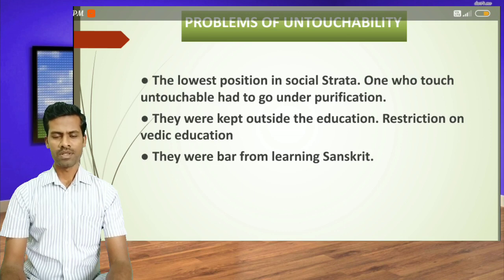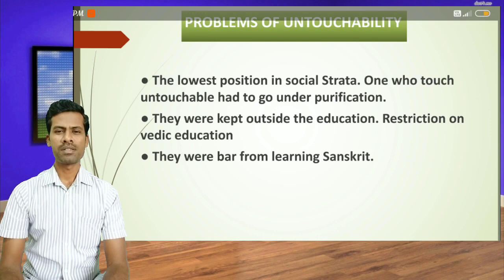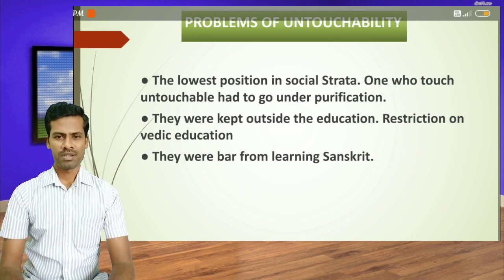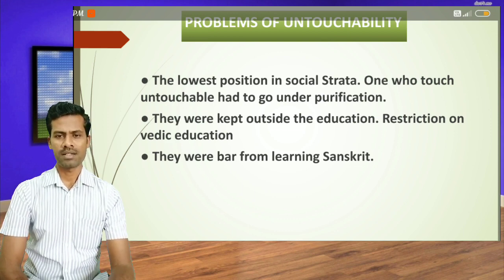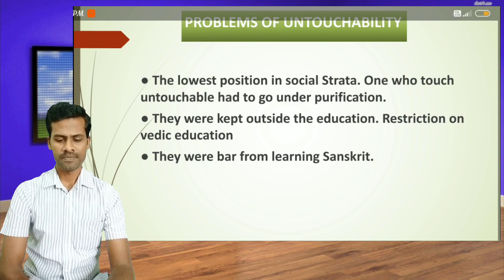The next concept is the problems of untouchability. Which are those problems of untouchability? Let's point them out. You can see on the screen the first point under this concept. The lowest position in social strata: those who are under this particular system, untouchability, are lowest in position. One who touched an untouchable had to go through purification. That was a system in olden days. They were kept outside education. They were unable to get education even.